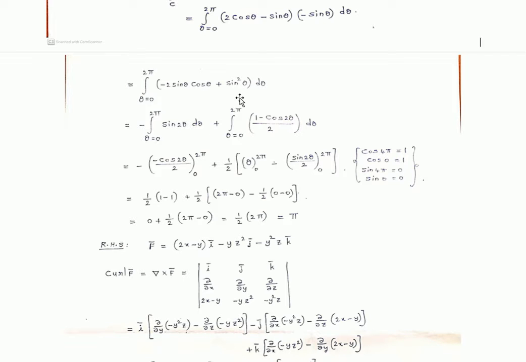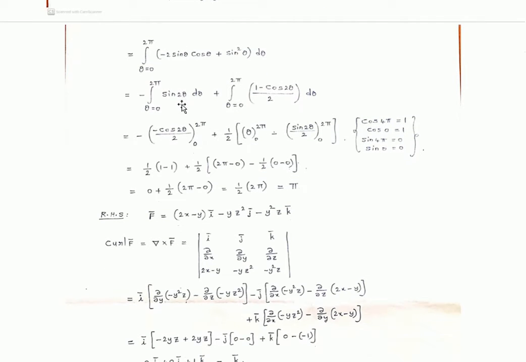In order to calculate the sin square theta integration, we take (1 minus cos 2 theta) by 2 according to trigonometric formulas. The sin 2 theta integration is minus cos 2 theta divided by 2, limits 0 to 2 pi, plus 1 by 2 integral 1 d theta, which is theta, limit 0 to 2 pi, minus cos 2 theta integration, sin 2 theta divided by 2, limit 0 to 2 pi.